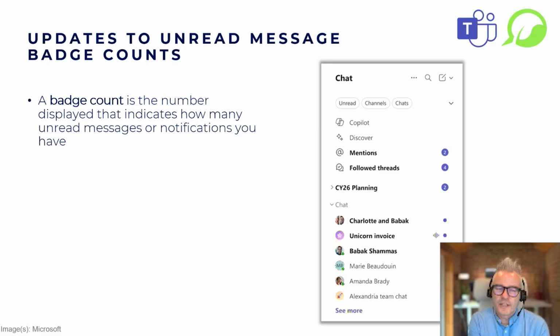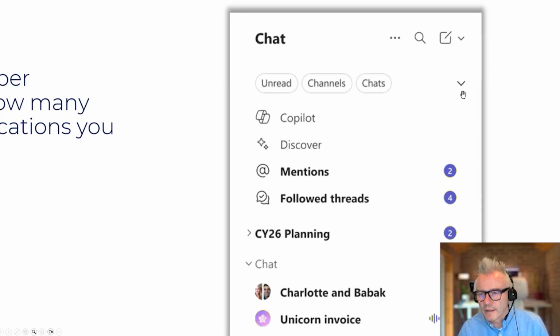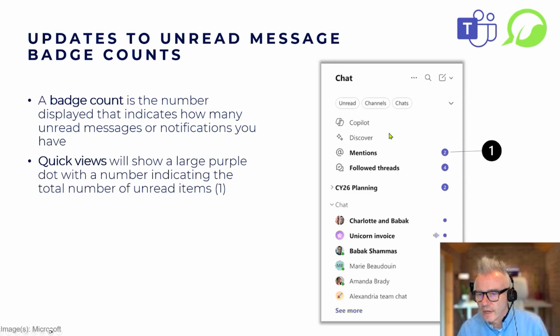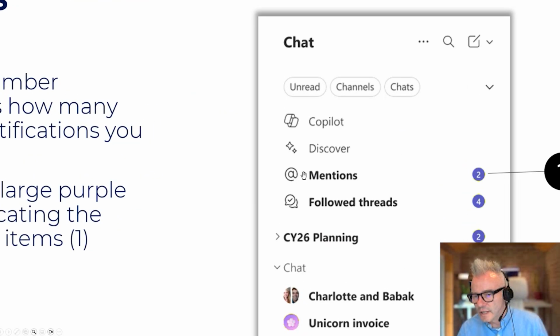Updates to unread message badge counts. So, just a quick reminder. Remember this section up here are quick views. I talked about these quick views. They got a label recently, and you can collapse them. I particularly like, I know it's not shown on this screen, the three little dots next to mentions, for example, where you can say only show it if there's unread items. So if I don't have any unread mentions, then the mentions section is completely gone.